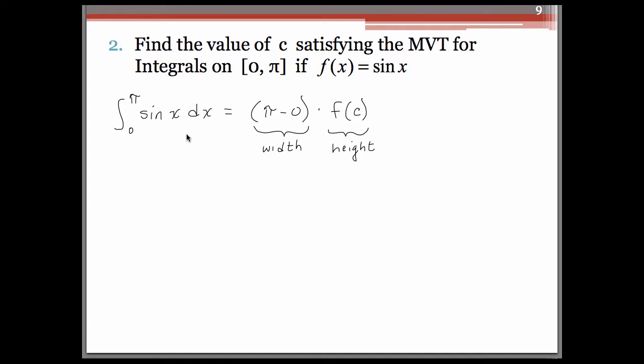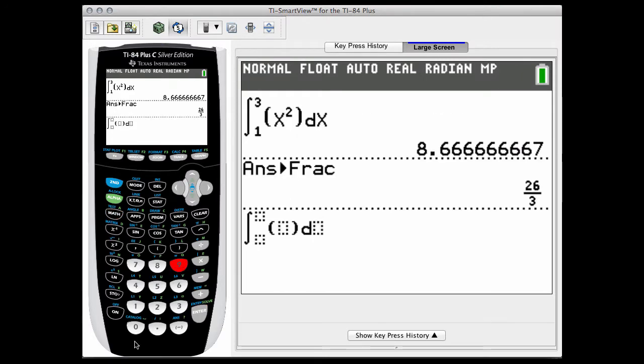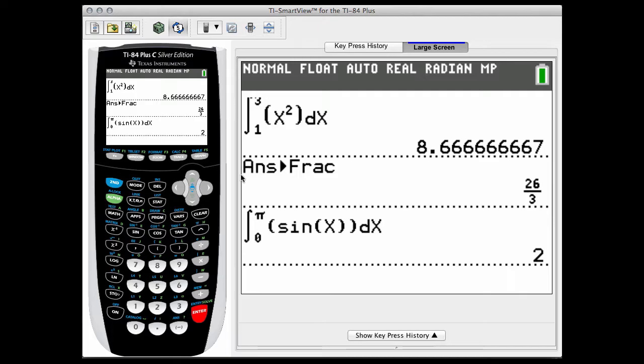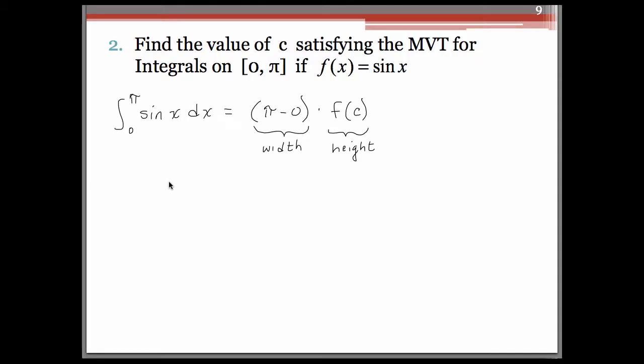All right, so let's go ahead and evaluate that definite integral on our calculators. So we're doing the integral from 0 to pi of sine of x dx. I think I need another parenthesis. There we go. All right, so hopefully everybody got 2. So that's just equivalent to 2. So pi minus 0 is obviously pi. So if we divide both sides by pi, we'll just leave it like that for now. We might want to get a decimal answer after. So remember, we're trying to solve for c. So in order to find c, we might need to think of this as a sine of x.